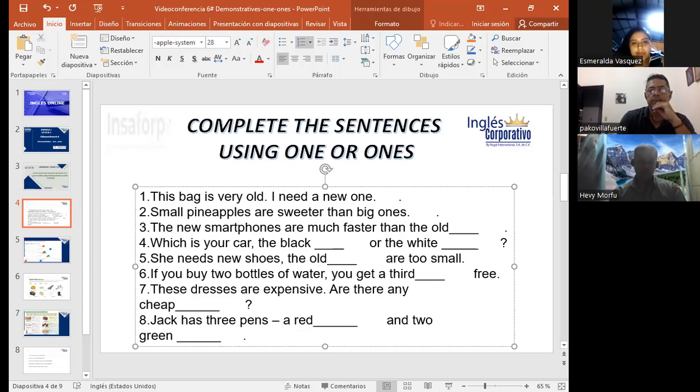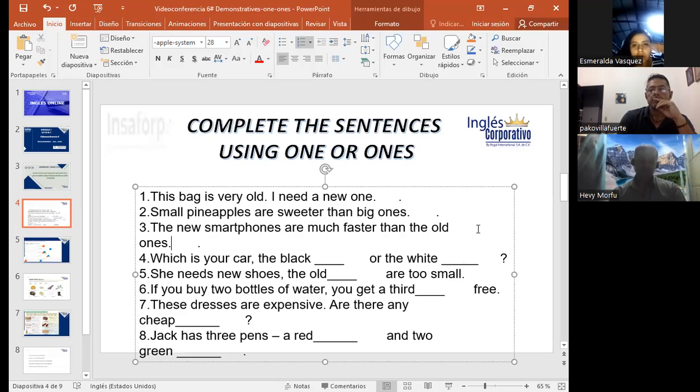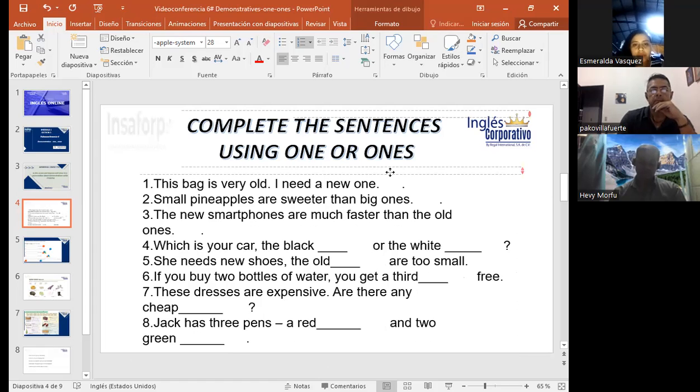And next one, number three, another volunteer for helping with this. Yes, thank you. Okay, the new smartphones are much faster than the old ones. Okay, so we're talking about plural. That's okay, thank you. So the next one.